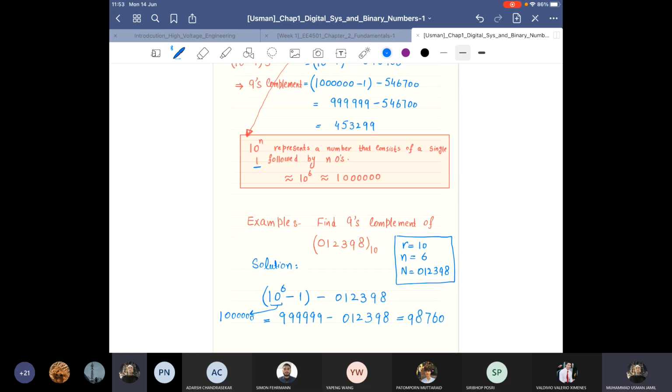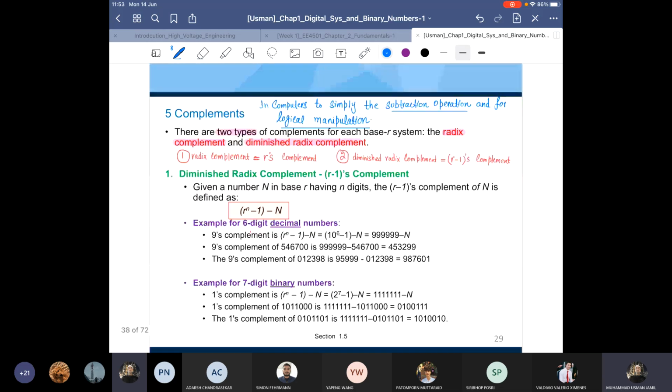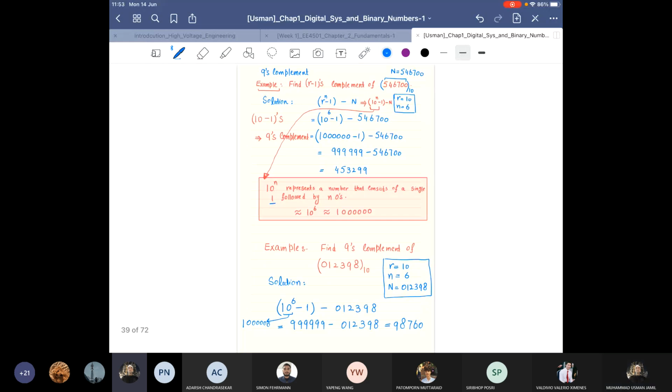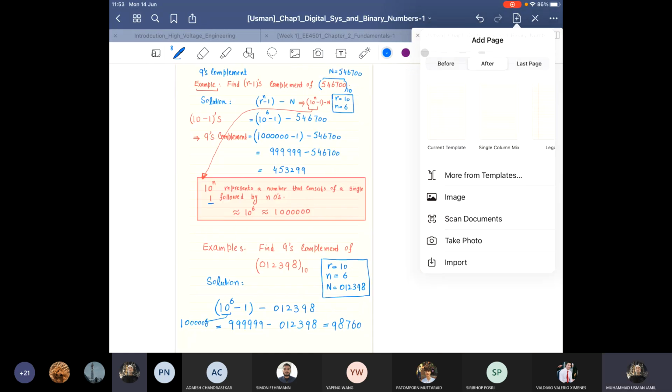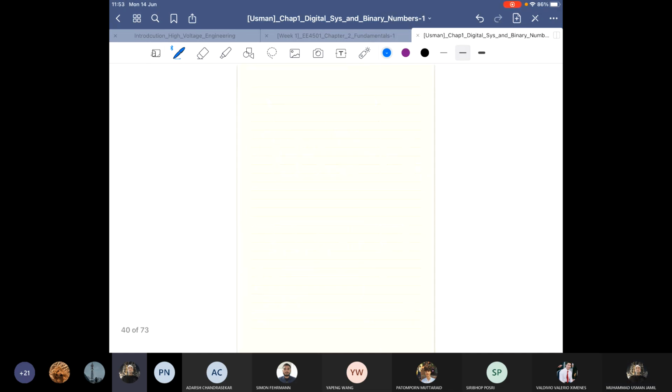Okay. Now next example is we will do for the binary number. Okay, so now let's take an example here. I will now do a little bit fast here.